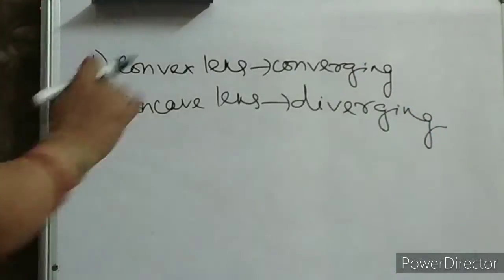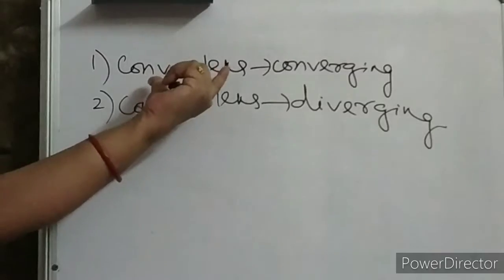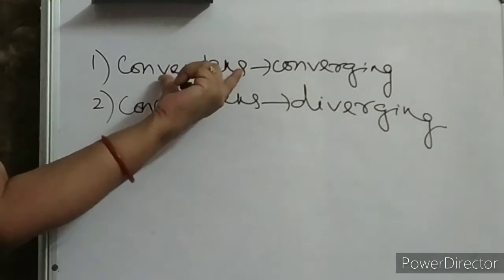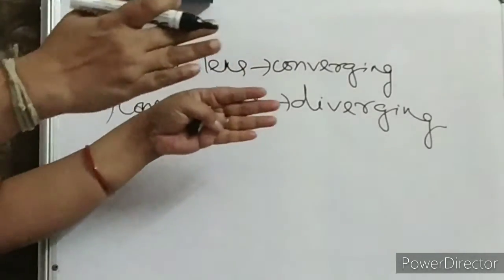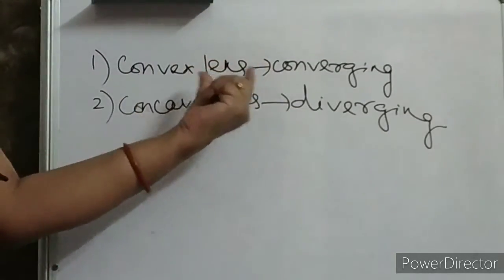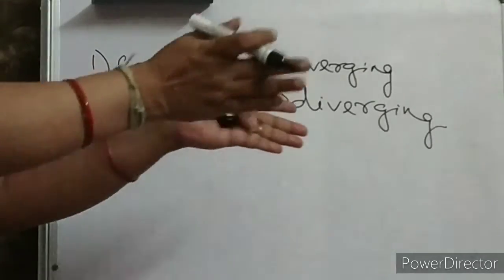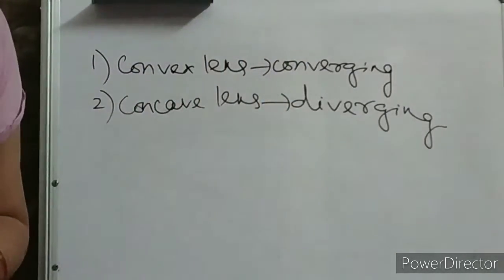Diverging and converging means, you know, when light rays strike the convex lens, after that the light rays will converge. When the rays come out of the lens, they will converge. In case of concave lens, they will diverge, they will spread out.